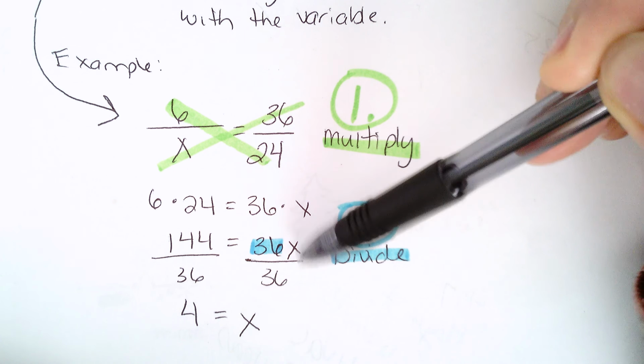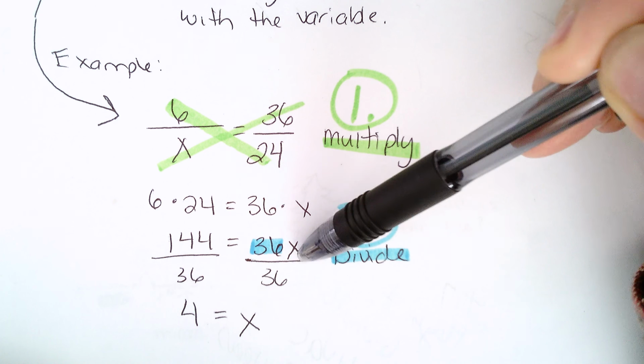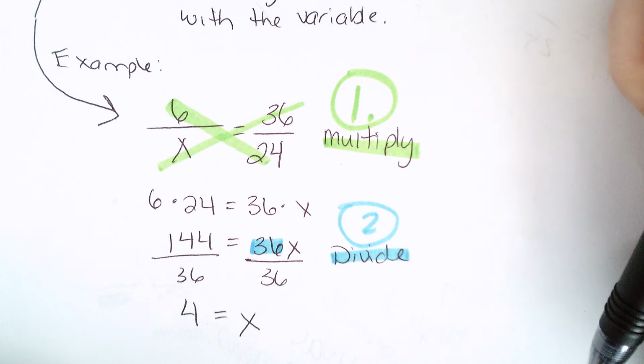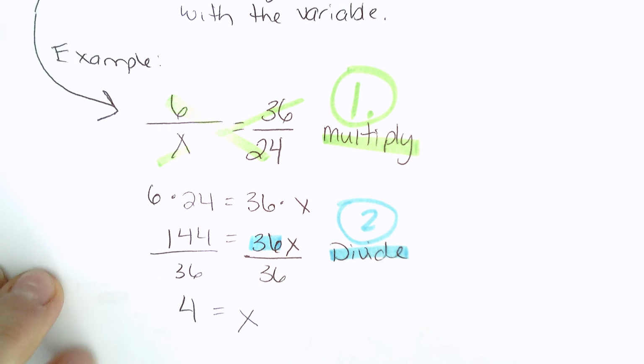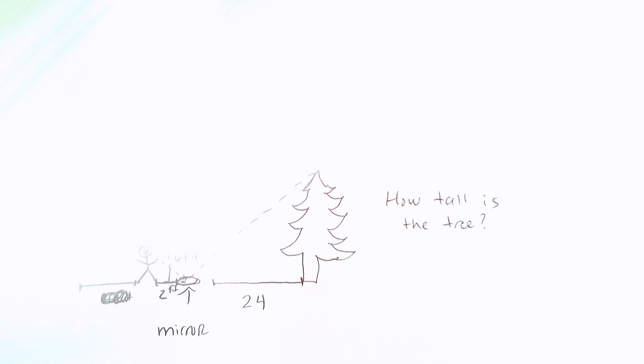All right, step 2 is to divide by the number with the variable. So 36 was the number with the variable, so I divide both sides by 36, and it tells me that x is going to equal 4, and you're done. So that's how you solve a proportion. Again, if you need any of this, go ahead and pause your video and look at that.